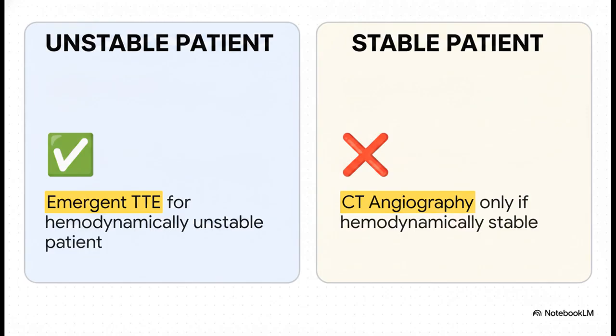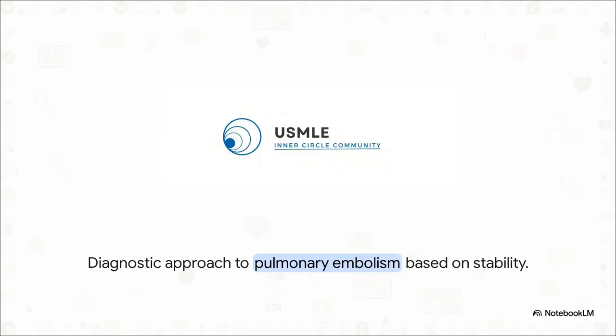Now, a very tempting distractor is CT angiography, but that's absolutely wrong here. Sending an unstable patient into a CT scanner is dangerous. CTA is only the correct choice when the patient is hemodynamically stable. This perfectly illustrates the cognitive forcing function you need to use. The stability fork immediately dictates that you bypass the CT scanner and go straight for an emergent bedside TTE whenever the patient is hemodynamically unstable.